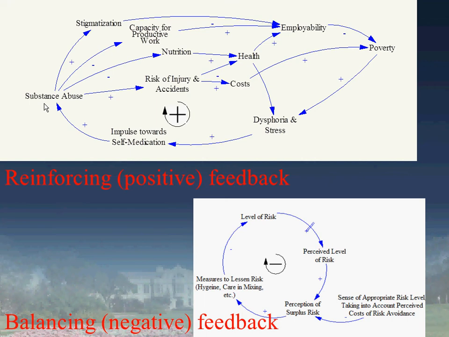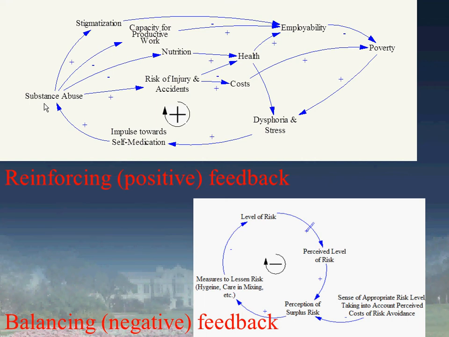And the idea is that substance abuse leads to a variety of outcomes. One is it leads to more risk of injury and accidents, which leads to costs and can enhance poverty. You think about someone in the States, particularly without any sort of medical insurance, and they get injured, they have to bear costs, it drains their savings, and there's a greater chance of poverty, which may trap them in other ways.